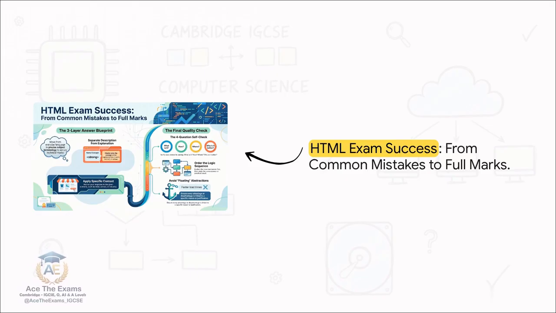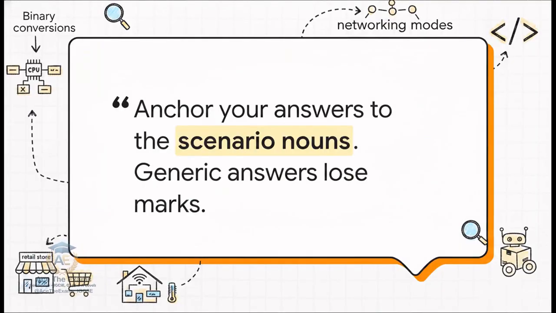Believe it or not, this even applies to HTML programming. You have to separate mere description from actual structural explanation. Don't just name drop an HTML tag. Explain how it works and exactly why it matters in that specific web layout. Run it through your 4-question self-check to order your logic sequentially before you even mention the visual result on the web page.